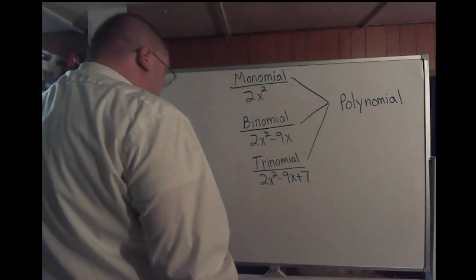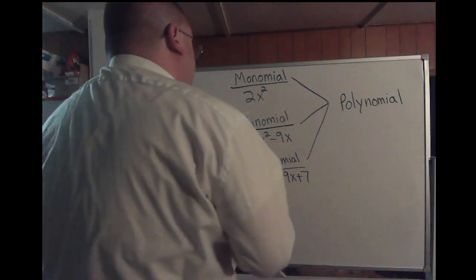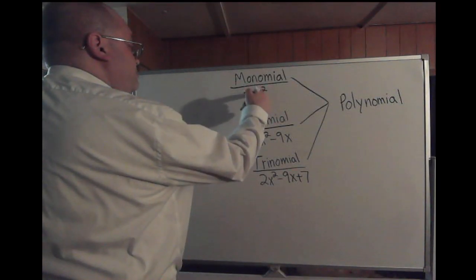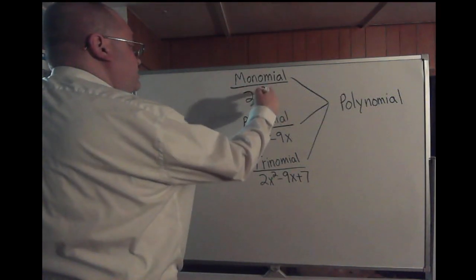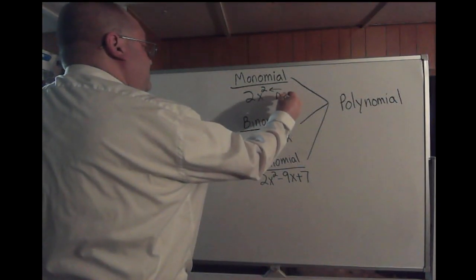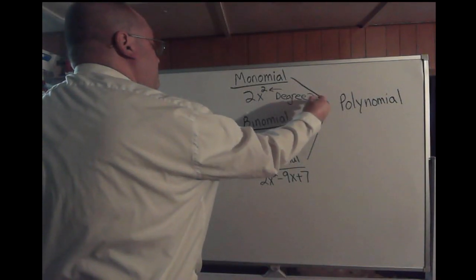So what you have to do now, we want to find the degree of a term. The degree is the power. So in this monomial 2x squared, the degree is 2. So the degree would be 2 in this monomial because it's raised to the second power.